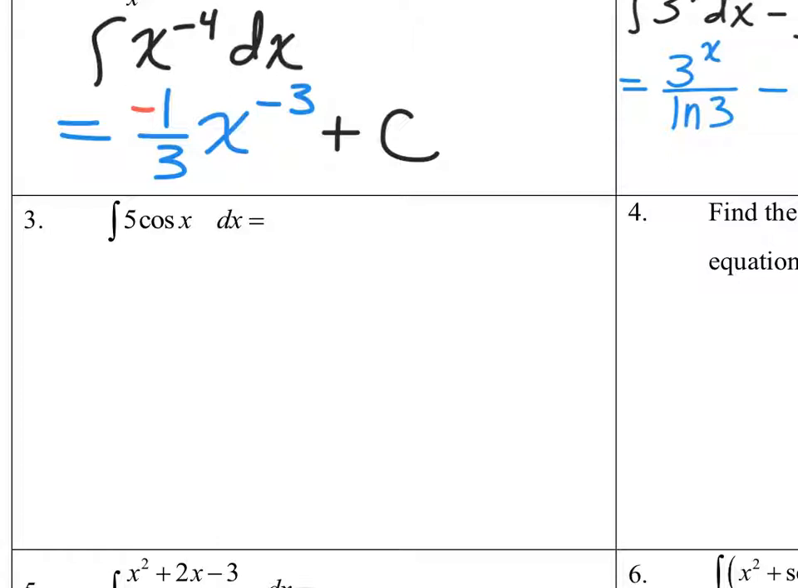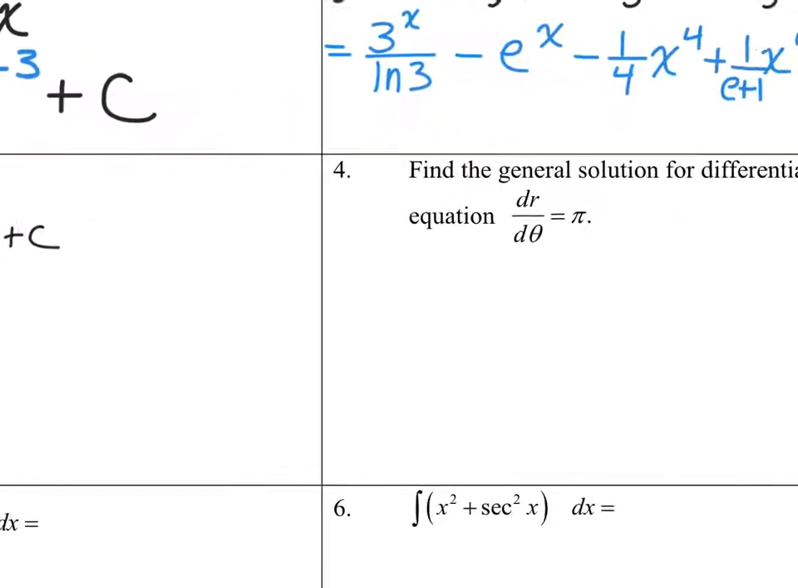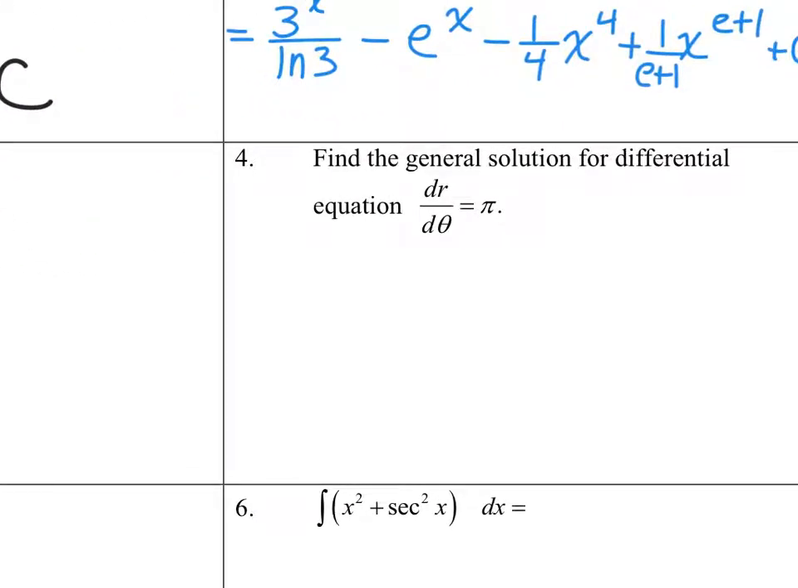Antiderivative of 5 cosine x: 5 sine x plus c. Now, number 4 takes on a different form. Find a general solution for a differential equation. So instead of dr d theta equals, we want r equals.